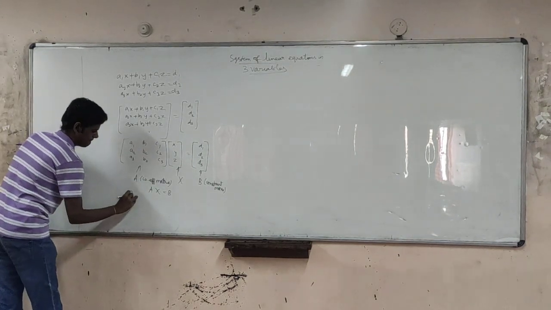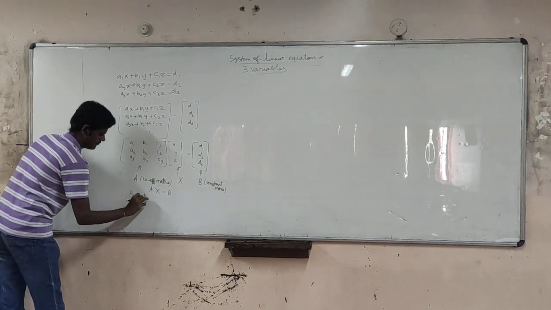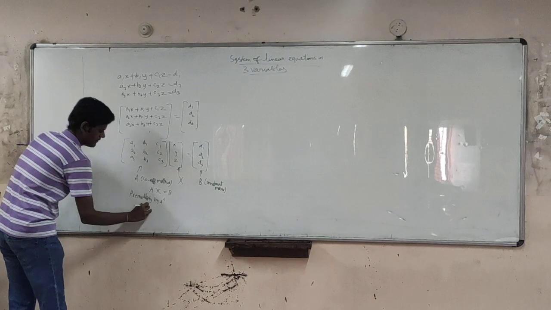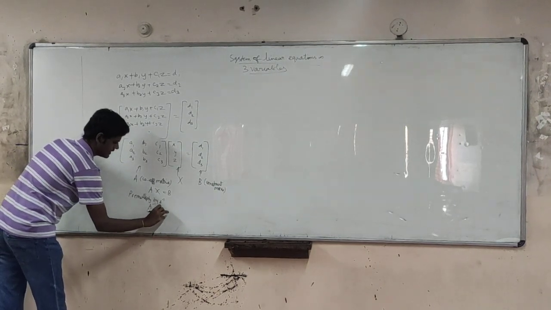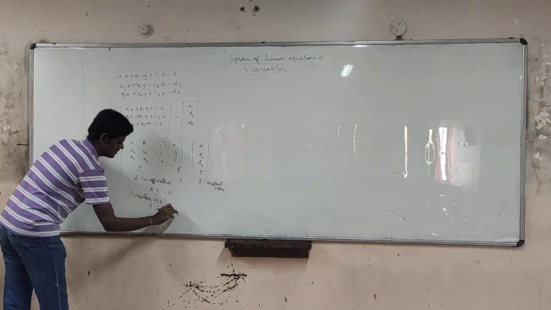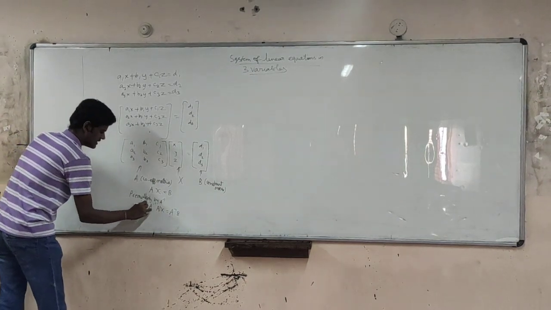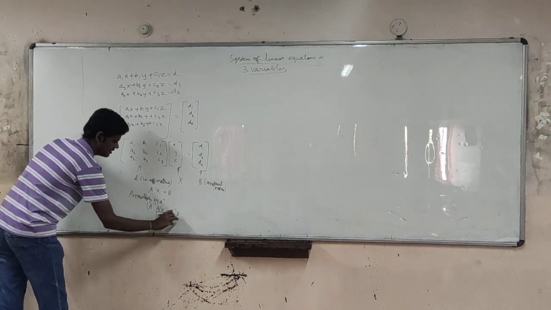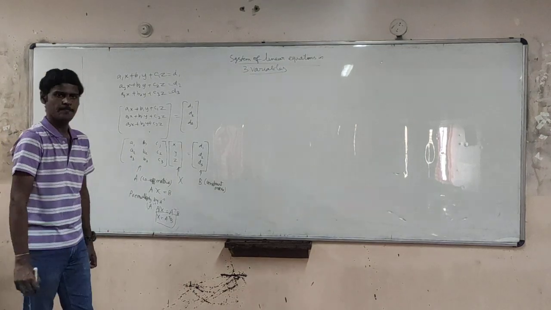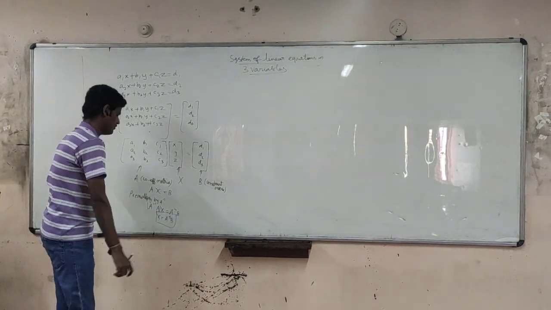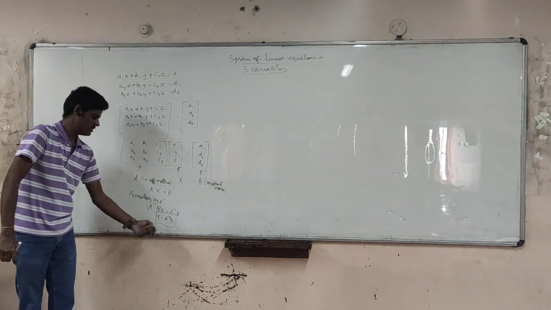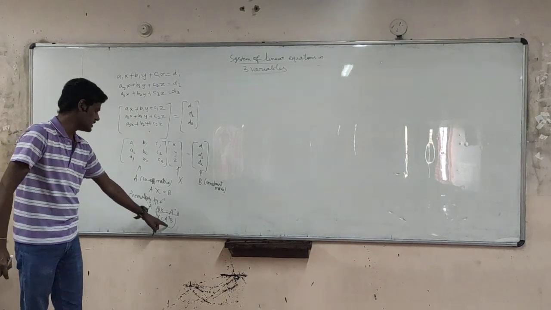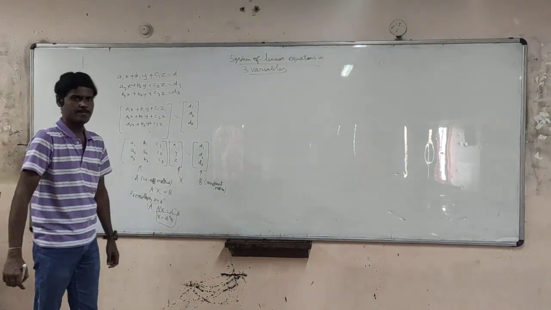Now pre-multiply by A inverse: A inverse A x equal to A inverse B. A inverse A is I into x is x. So I am writing this as x equal to A inverse B. Right? This is the value for x, y and z by using matrix method. So we need to find A inverse and multiply with B matrix.